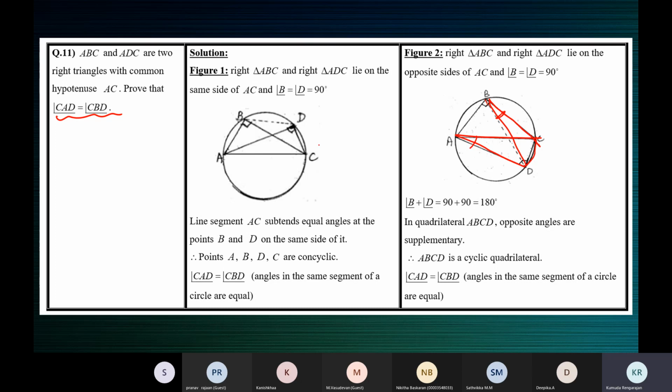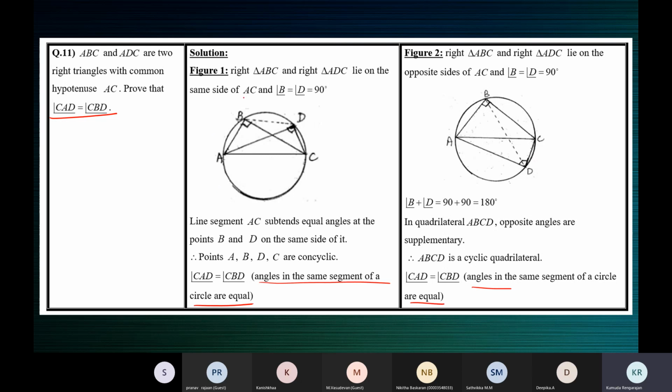So case 1 is where the right triangles lie on the same side of the hypotenuse. Case 2 is where the right triangles lie on the opposite sides of the hypotenuse. And to prove that these two angles are equal, we use this property: angles in the same segment of a circle are equal in both the cases.